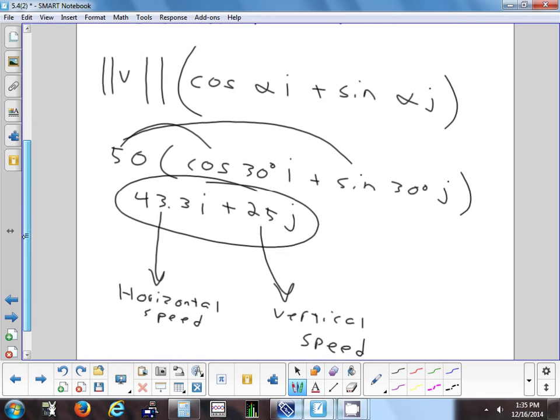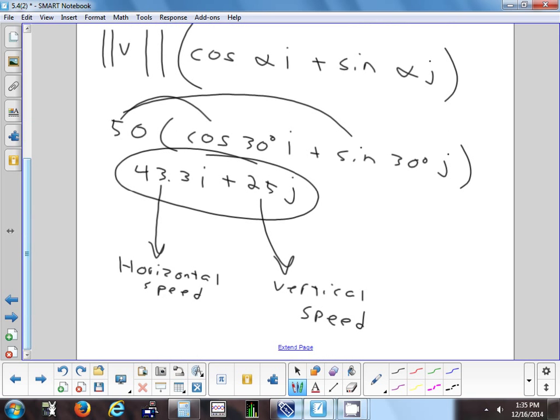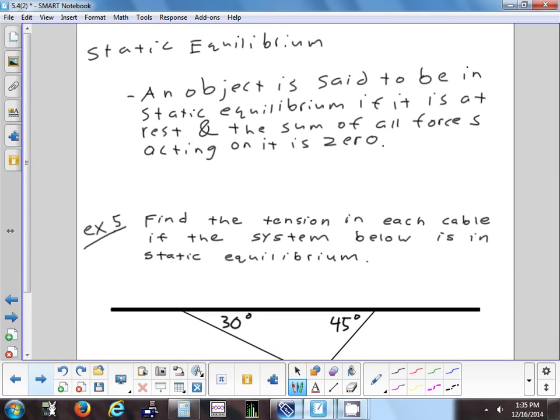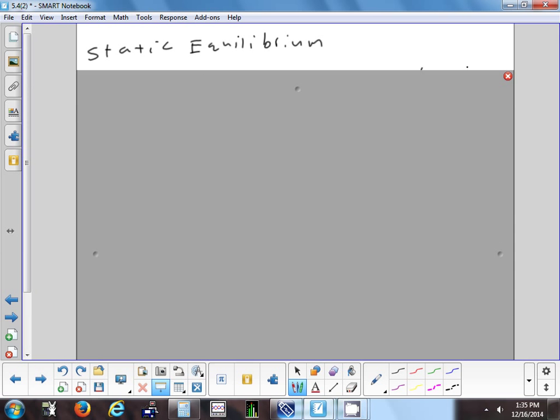Hey, any questions on that application? All right. So the next application. Okay, so next one's a little bit harder. It's called static equilibrium.